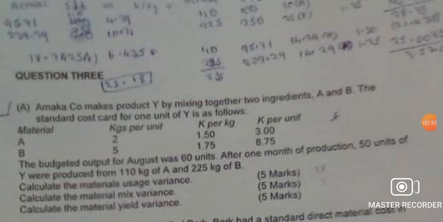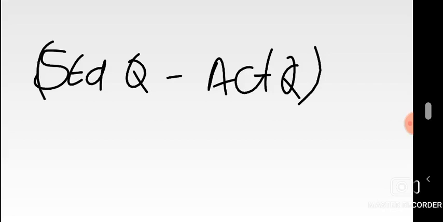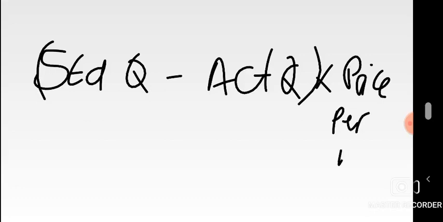How do we calculate material usage? There's just a formula for that as well. Material usage is equal to standard quantity minus actual quantity, of course, times the standard price. And since these are in kilograms, we are going to multiply by a price per kg. Let's remember that.